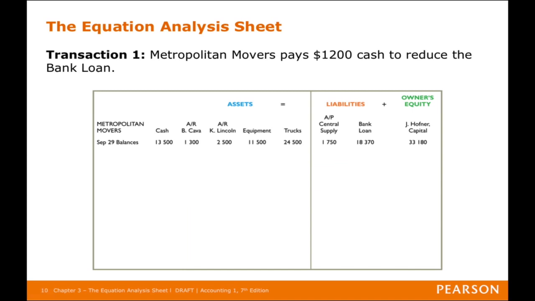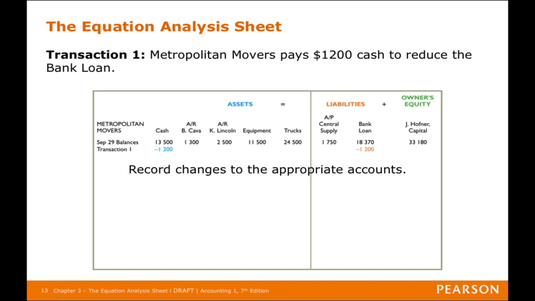Transaction 1: Metropolitan Movers pays $1,200 cash to reduce their bank loan. The first step is to record changes to the appropriate accounts. In this case, we're paying $1,200 cash, so our cash asset decreases by $1,200. And we're reducing our bank loan, the amount of liability that we owe to the bank, so our bank loan liability decreases by $1,200.